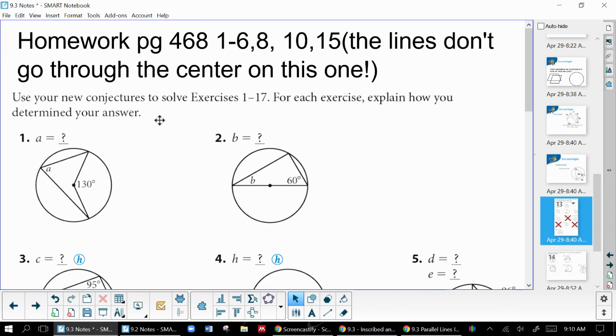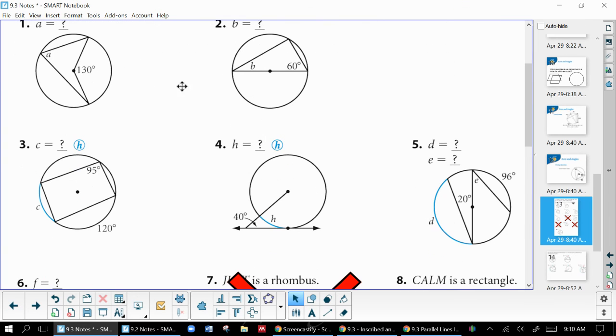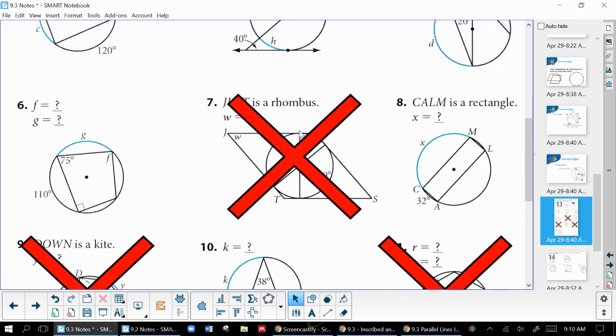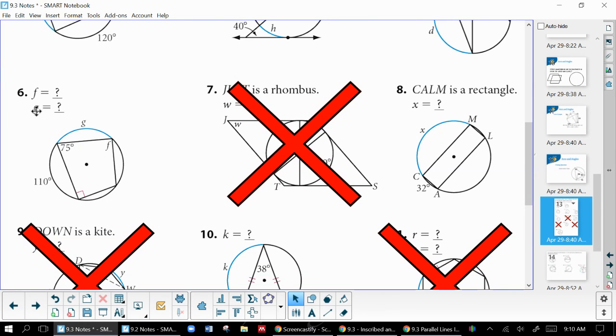So homework today here is page 468. You're going to do 1 through 6, 8, 10, and 15. 1 through 6 are definitely ones I think everybody should be able to do. They get a little bit harder here. 6 is a really good question.